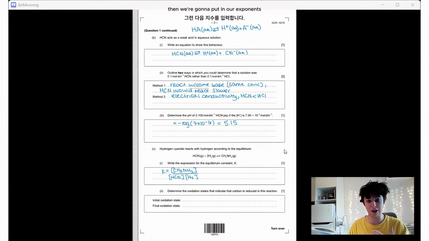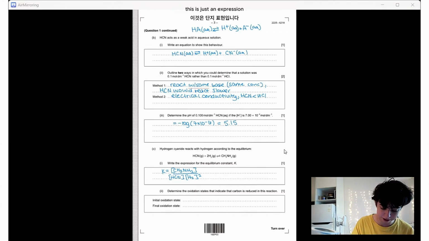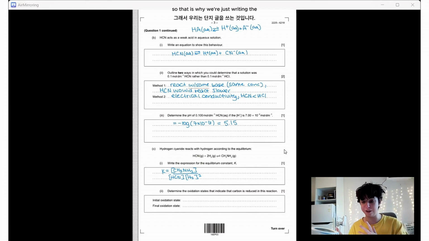Okay, then we're going to put in our exponents. So there's none other than for H2. It has a 2 there, so it's going to be raised to the second in our equilibrium expression. It is worth noting, once again, we're not solving for a value here. This is just an expression. So that is why we're just writing the variables, if you will, the concentrations.